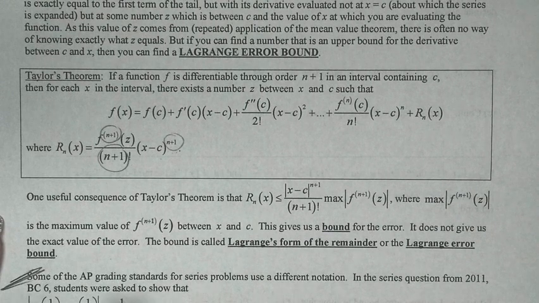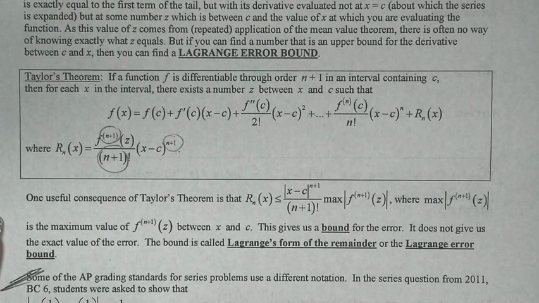It will not give you the exact value, okay, but that's enough for us to know that it exists. So the bound is what we call the Lagrange form of the remainder, or most commonly known as the Lagrange error bound, okay?